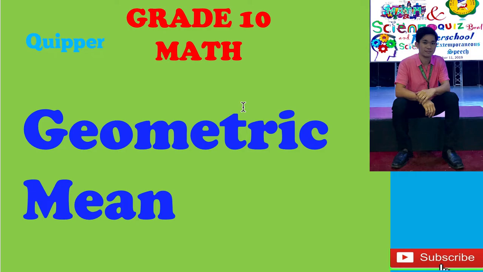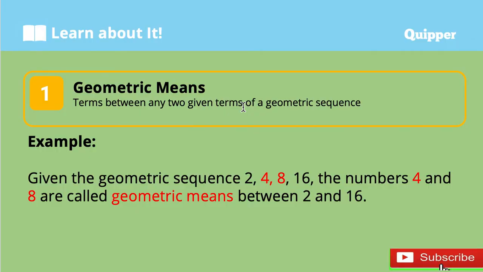In today's video, you will learn geometric mean. Let's start. Geometric means are terms between any two given terms of a geometric sequence. These two given terms are non-consecutive terms. For example, given the geometric sequence 2, 4, 8, and 16, the numbers 4 and 8 are what we call geometric means between 2 and 16.